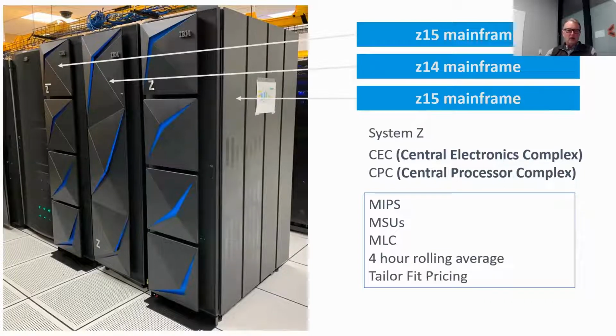So that's when IBM came out with a new methodology called tailor-fit pricing. Basically that means you are charged for the consumption on the machine as opposed to this average 4-hour rolling average. So in many cases, because it's actual consumption, it can be more economical for people using the machine.